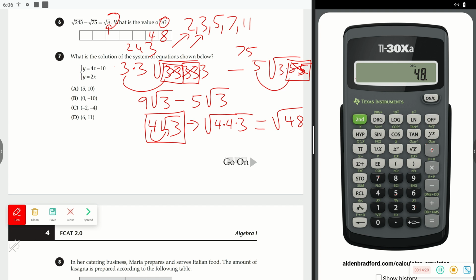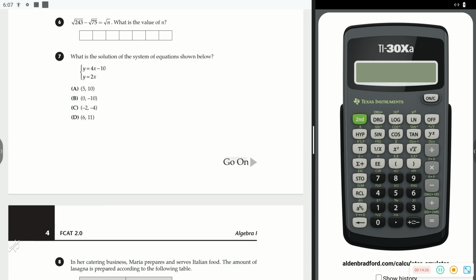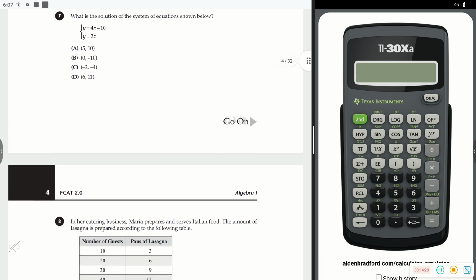And we're going to move on to number 7. So I'll clear my calculator and I'll clear this problem, and we're going on to number 7.